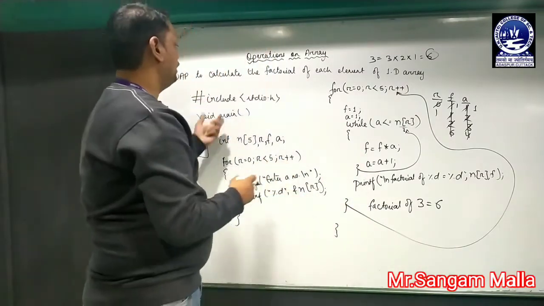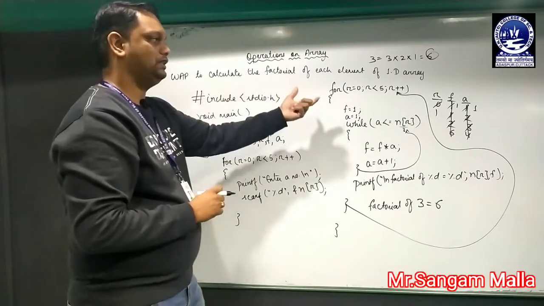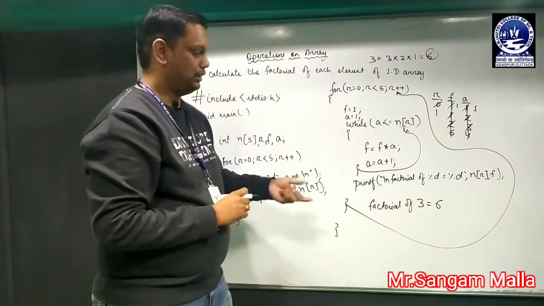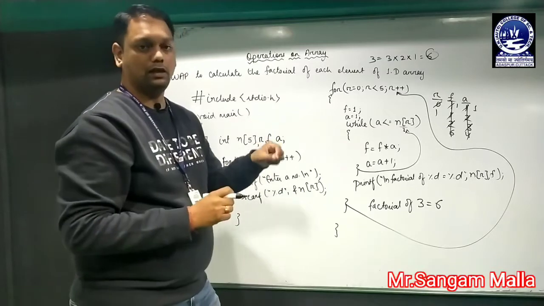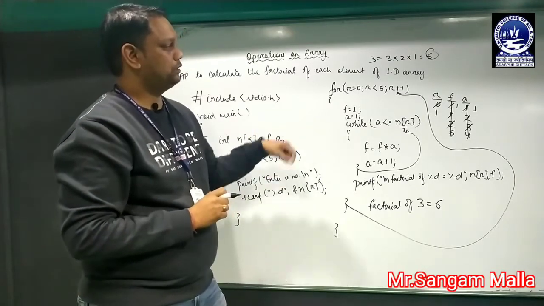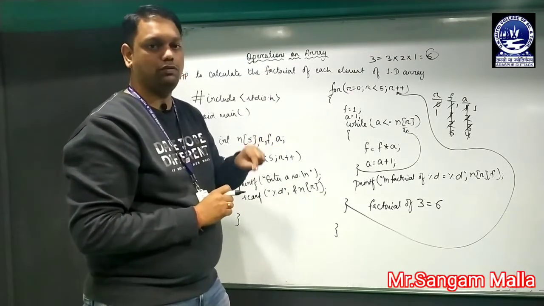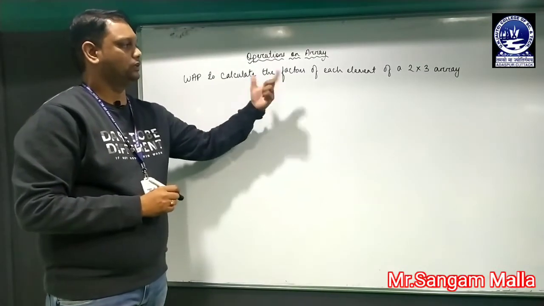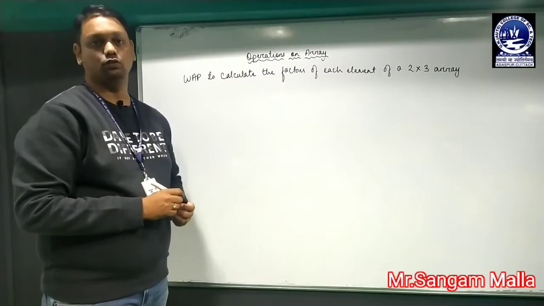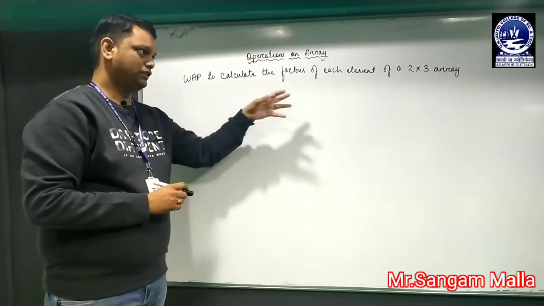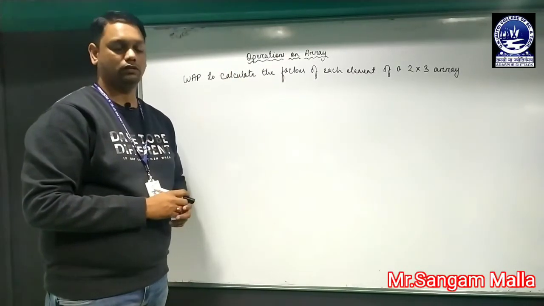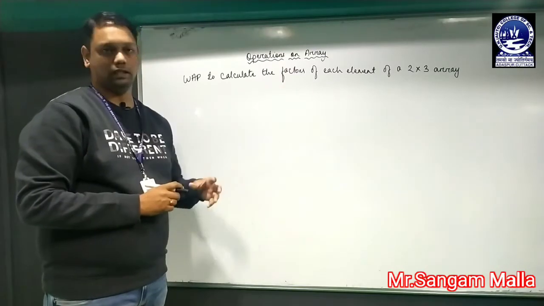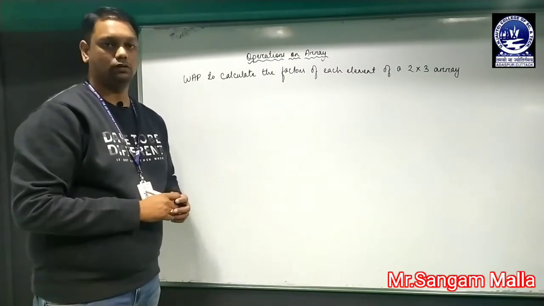So this is the program of how to calculate factorial of each element of a 1D array. Now we will be discussing how to calculate the factors of numbers of each element of a 2D array. Now we will discuss how to calculate the factors of each element of a 2 cross 3 array. So previously we have already discussed how to calculate the factorial in case of a 1D array. Now we will be discussing a 2D array.